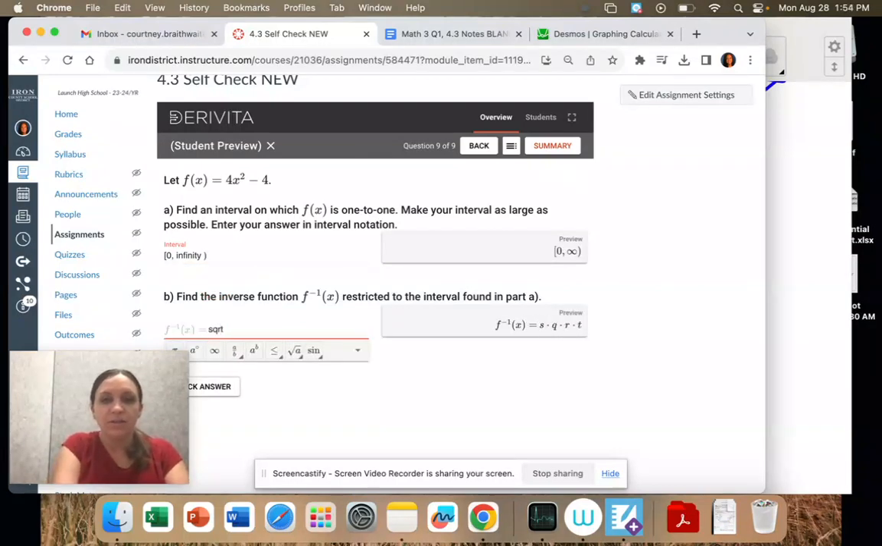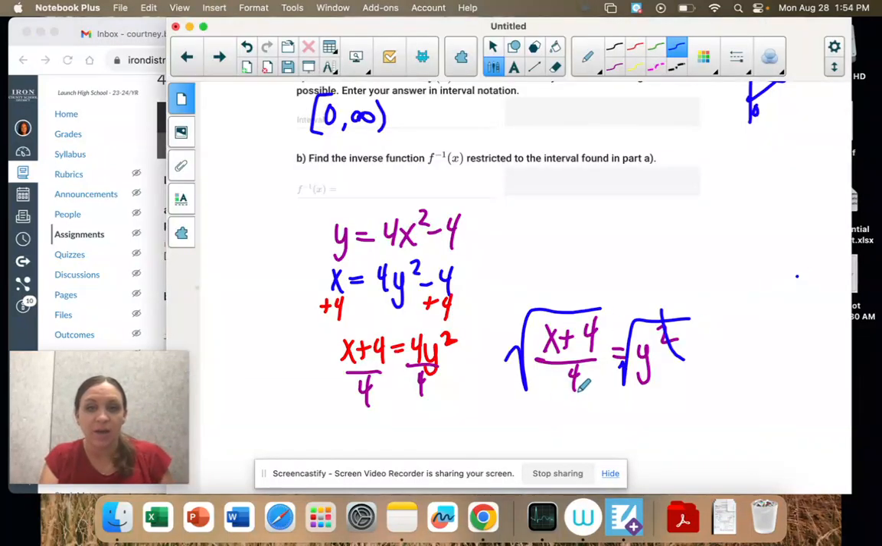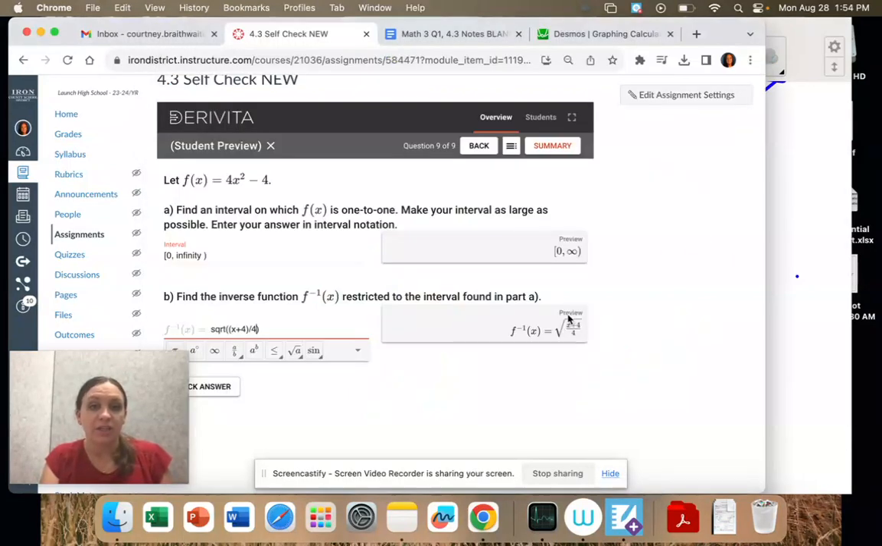And then the square root, oh, that doesn't work. I'm doing it like I'm in Desmos. Square root of x plus 4 divided by 4. And you want to make sure it matches how you have written down. See how I have everything under the square root? Everything under the square root.